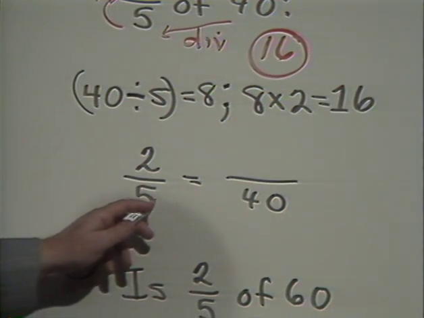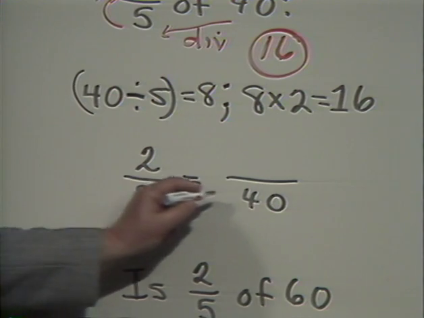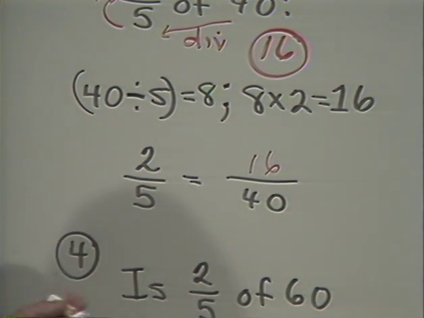See, what we do is we say, oh, 5 goes into 40 8 times. In fact, some of you may remember doing this in school. 5 goes into 40 8 times. 8 times 2 is 16. Does that sound familiar at all?